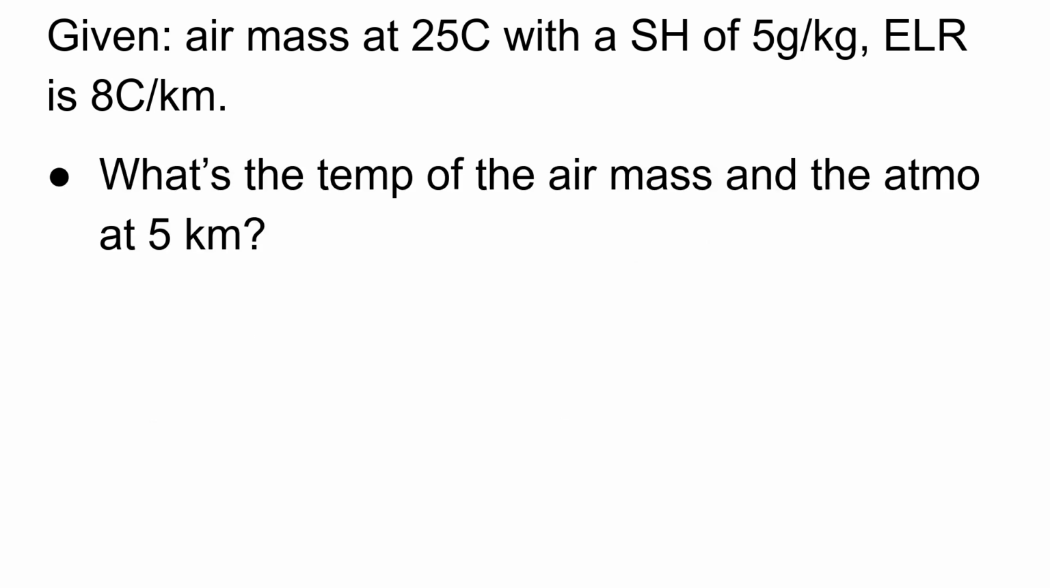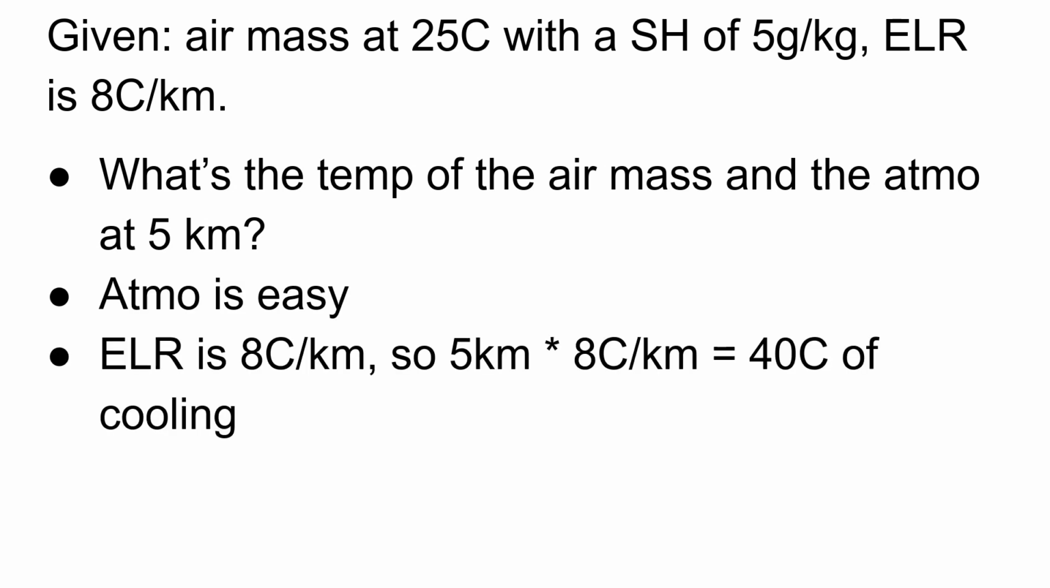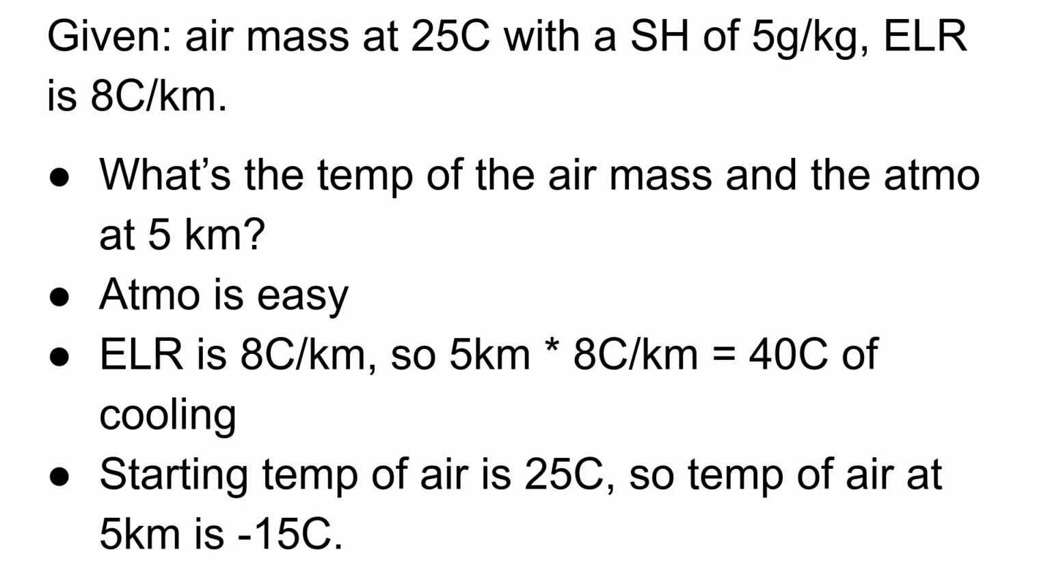What's the temperature of the air mass, and what's the temperature of the atmosphere at 5 kilometers? So the atmosphere is easy. The environmental lapse rate is 8. So 5 times 8 is 40. It was 25 at the surface, so 25 minus 40. The temperature of the atmosphere at 5 kilometers is negative 15 Celsius. For temperatures, I want you to round to a tenth of a degree. So if that was the answer you got for the lab, you need to enter that as negative 15.0.